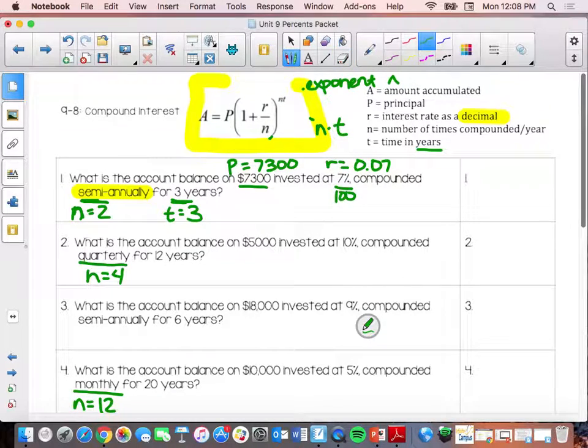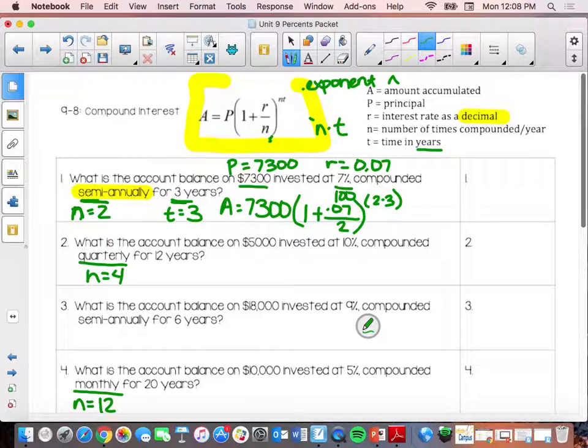Okay, so here goes. A equals 7,300 because P was 7,300. And then I put a parenthesis and I write 1 plus. Instead of R, I'm going to write my 0.07, so 0.07 divided by 2 is N. So again, we're just plugging into the formula, this formula right here. Okay? And then you have to put NT in the exponent. So 2 times 3 is in the exponent. You might just want to write it as 6.